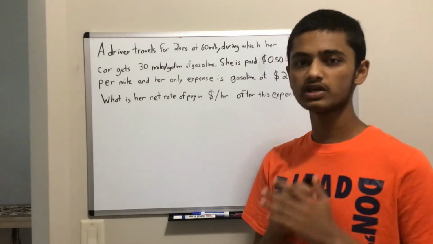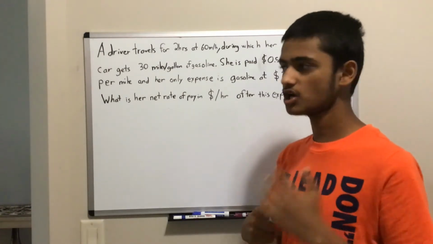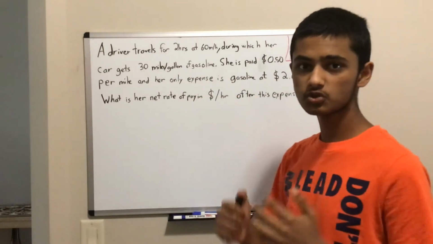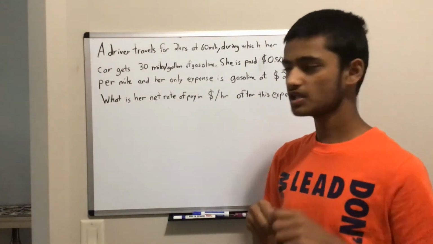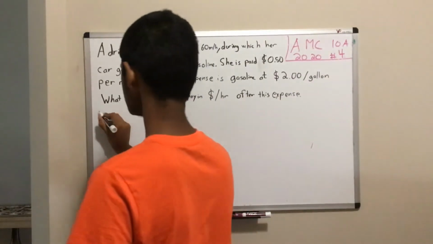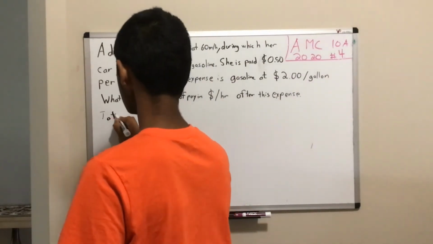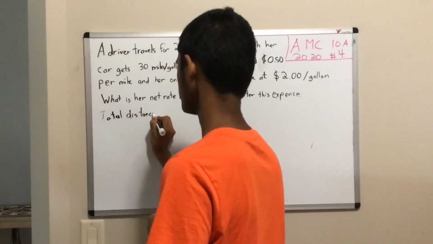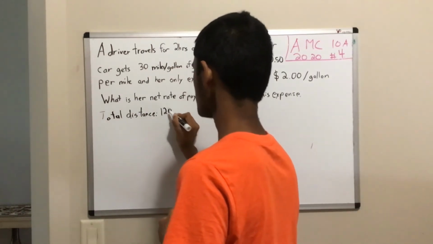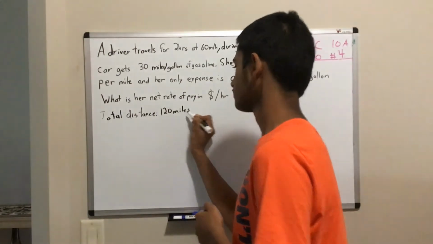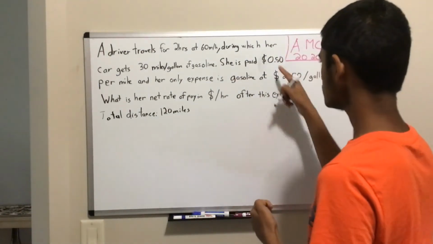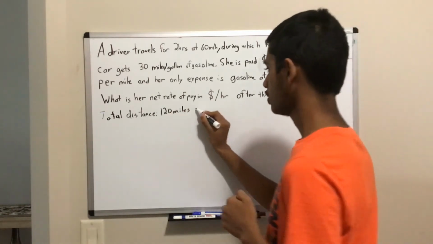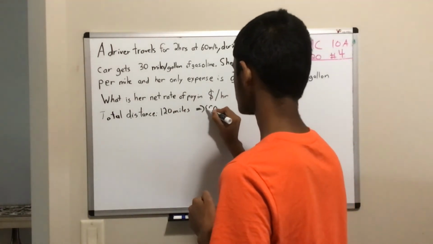So the first thing we want to do is find out how many miles she actually travels, and doing that isn't too hard because we know that she travels for 2 hours at 60 miles per hour, meaning that she travels a total distance of 120 miles. The next thing to calculate is how much she actually gets paid for that 120 miles. So since she gets paid $0.50 for each mile, that means she'll get paid a total of $60 during the entire trip.